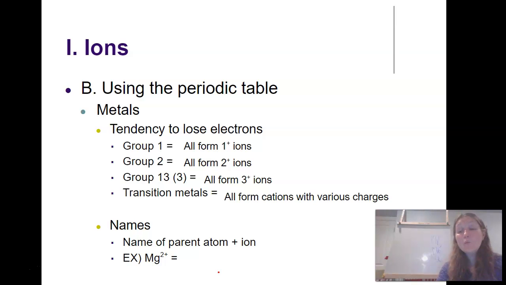Okay, so that is what we look at as predicting charges. Now, if I wanted to name these, it's very simple for our cations. It's going to be the name of the element plus the word ion. So if you look at the example at the bottom of the screen, we have magnesium 2 plus.